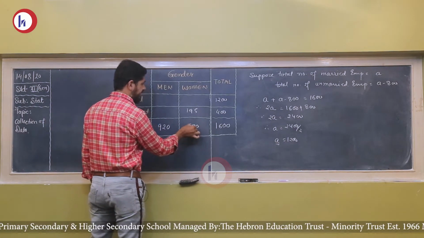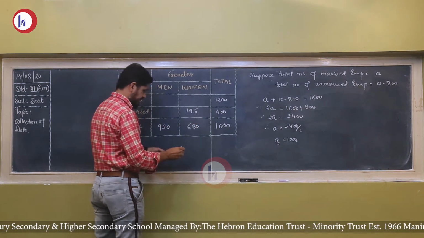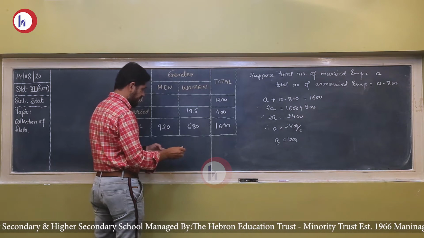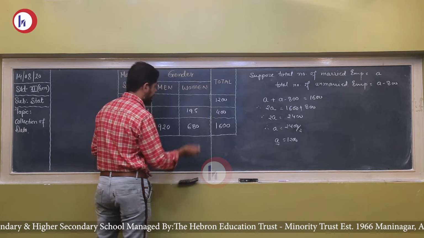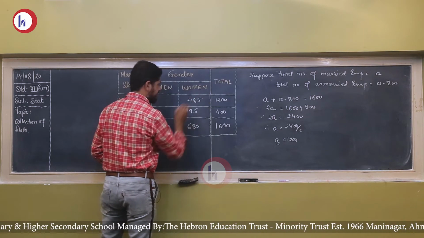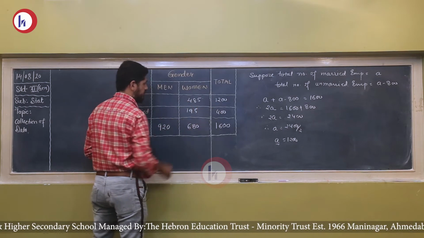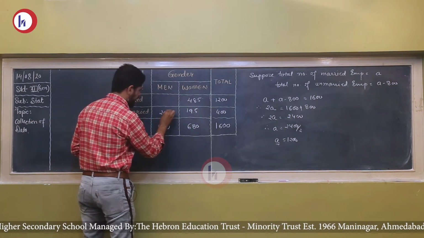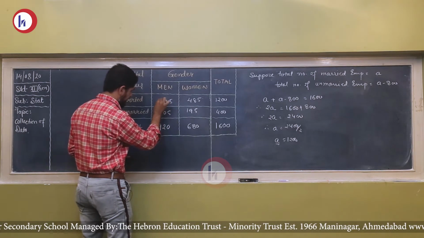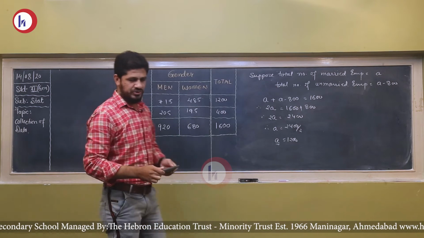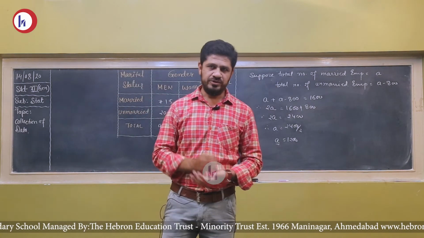So 680 minus 195 will be 485. Now we can subtract these two values from the total value. We'll get 205 here and 715 here. So by our logical reasoning, we can find the remaining values.